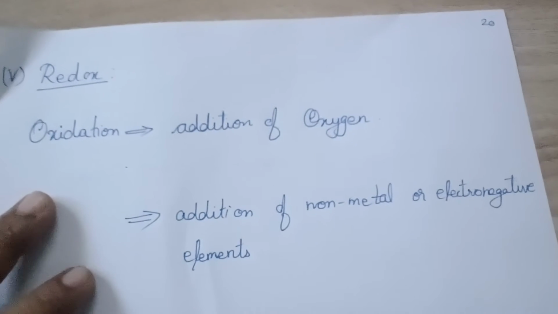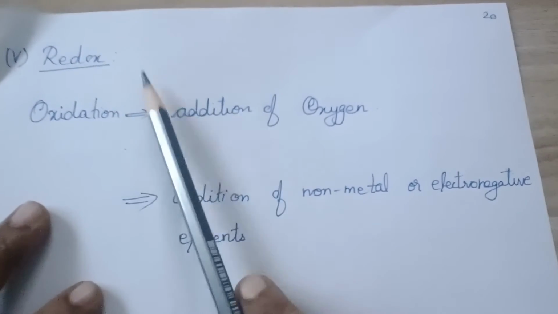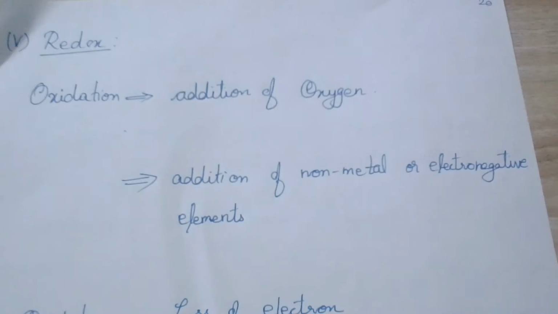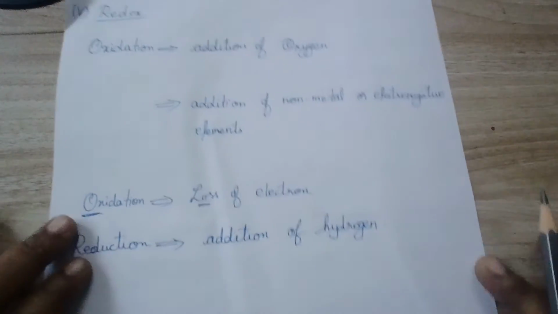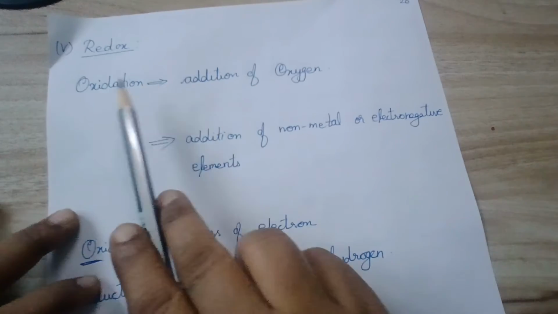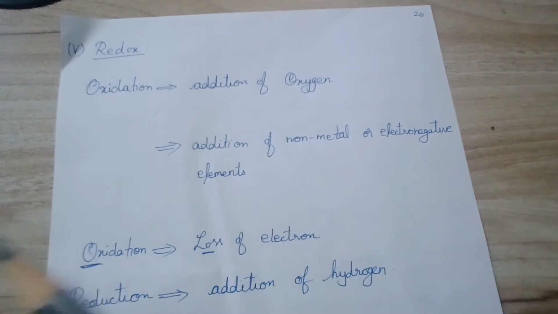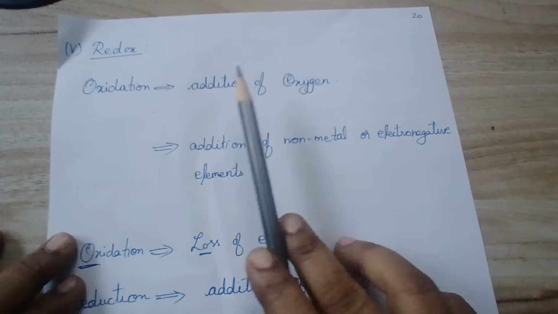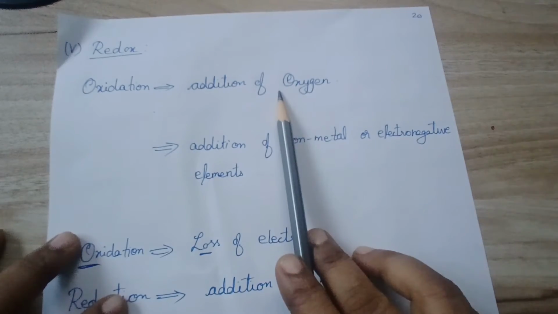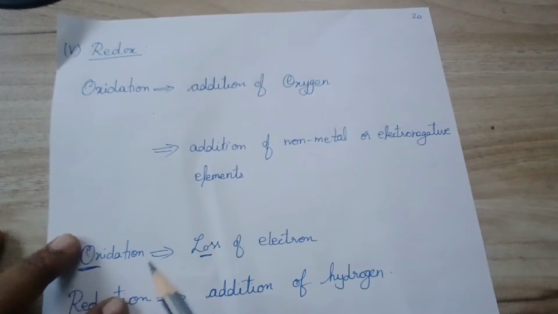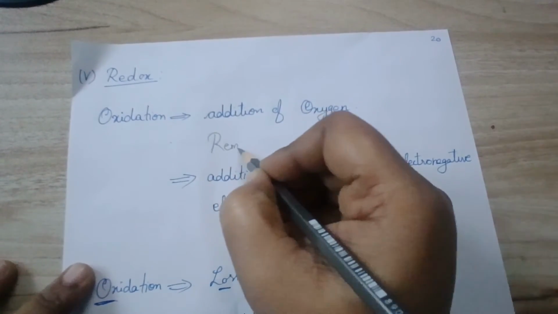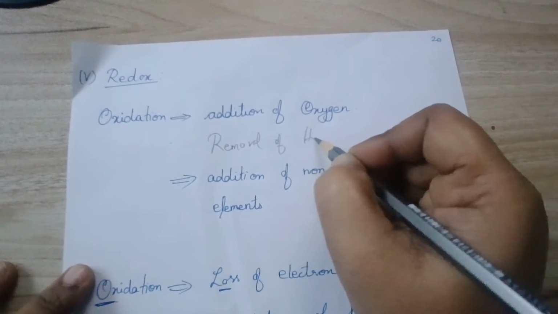Redox reaction. So redox reaction means what? Both reduction and oxidation taking place in the same reaction. Okay. So first we'll see what is meant by oxidation and what is meant by reduction. So here oxidation, the name itself says it is oxidized. So addition of oxygen. What is that? Addition of oxygen. Addition of oxygen means, in other words, it is a removal of hydrogen also.